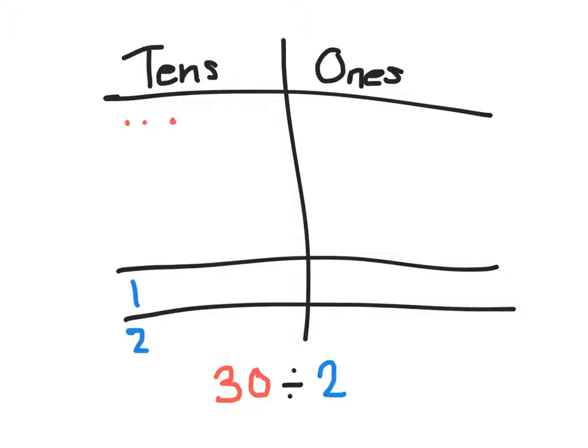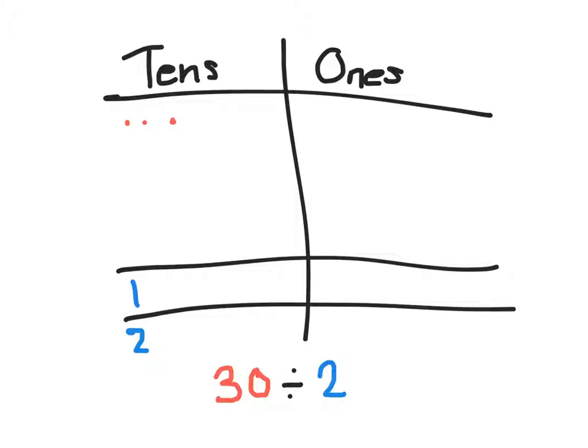So let's try a harder question. What's 30 divided by 2? I drew 30 as 3 dots in the tens column, which signifies 30 because it's 10 plus 10 plus 10, which is 30. And the 2 groups are signified by the blue 1 and 2, like in the other problem.